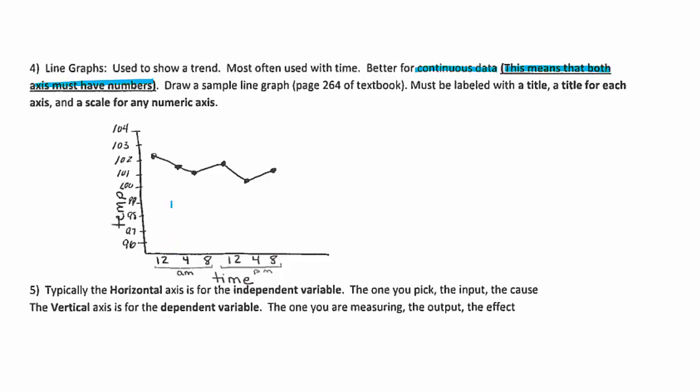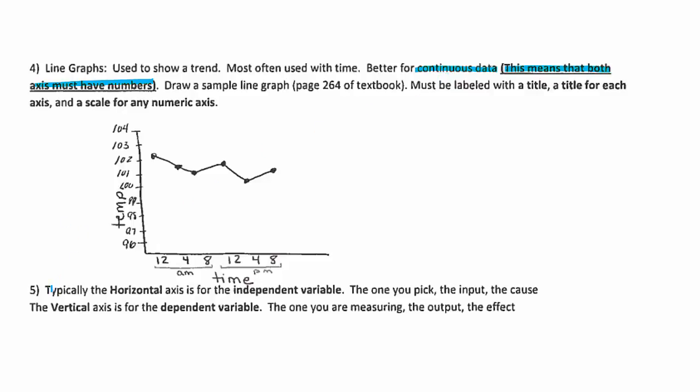The reason why we have to have those numbers is because in order to connect these, there has to be data values in between them. So between 12 a.m. and 4 a.m., this person had a temperature all of that time, and the temperature was continuous. It always existed.